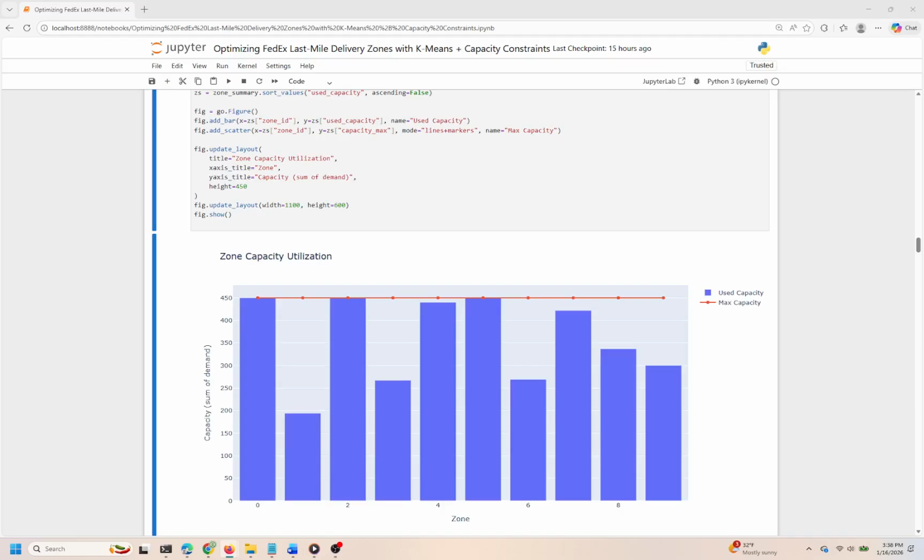We then define a layout for the chart, including a title that conveys the purpose of the visualization and labels for the X and Y axes, giving context to what the bars and lines represent. The height of the chart is also specified to ensure it's visually accessible. When executing this cell, it's important to keep in mind the accuracy of the data in zone summary, as any discrepancies there would affect our insights.